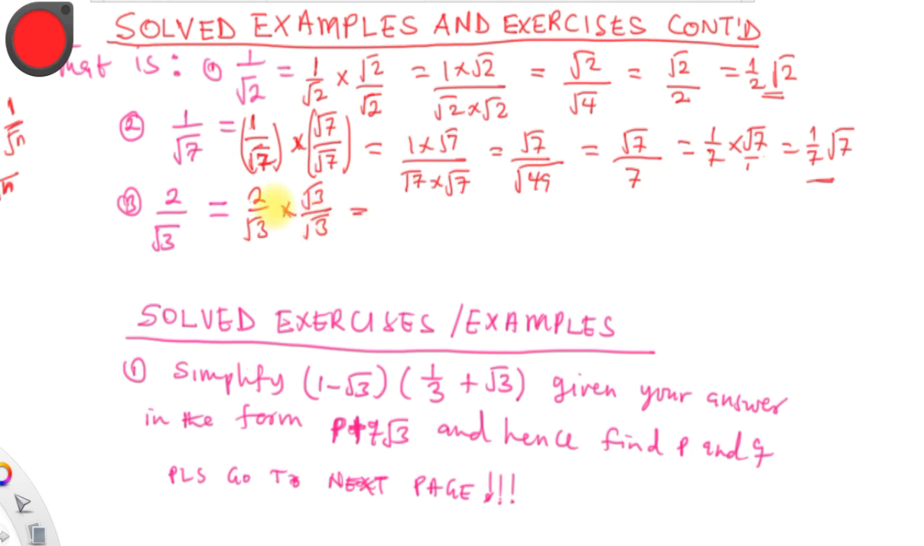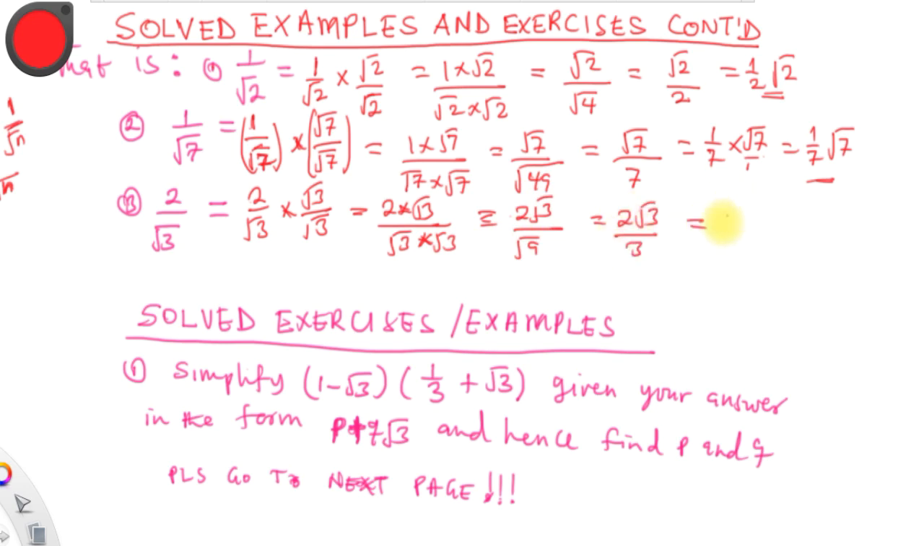Multiply the numerators together: 2 times square root of 3, divided by square root of 3 times square root of 3. Which is equal to 2 root 3 all over square root of 3 times square root of 3. We get square root of 9, which is 3. So 2 root 3 all over 3.